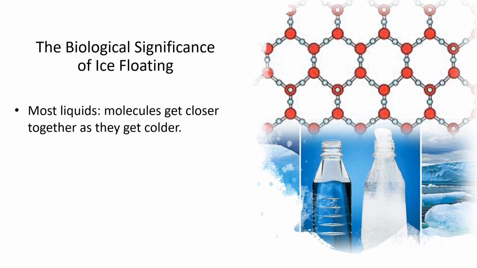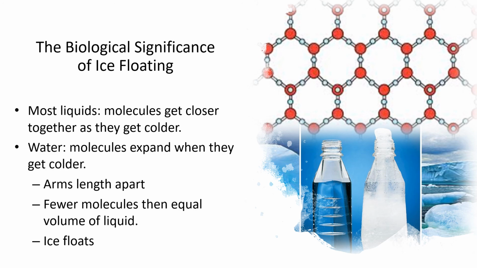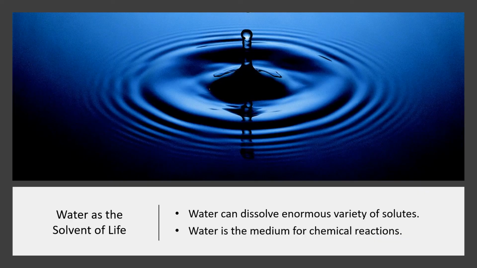Most other types of liquids, so we're not talking about water, have molecules that tend to get closer together as they get colder, which is the opposite of what happens with water. Okay, so again, this arm's length apart means there are fewer water molecules in the same volume, and this all causes the water to float in the form of ice.